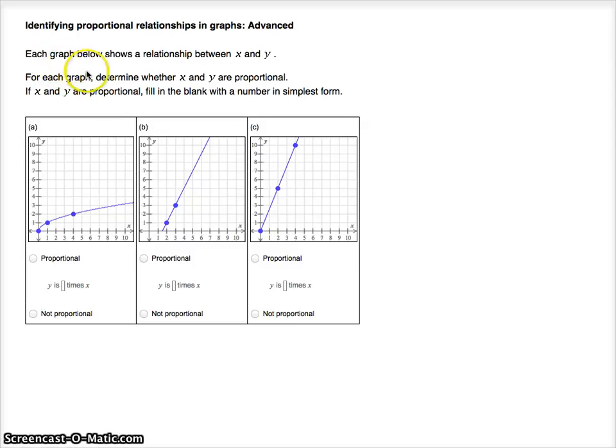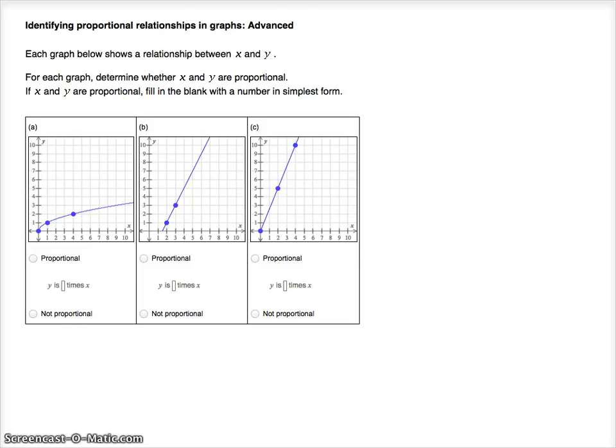So what we need to do is go through and see what it explains to see if there are any patterns here. It says each graph shows an XY relationship. For each graph, determine whether X and Y are proportional. If they are proportional, fill in the blank with a number in simplest form. So we're going to need to find our numbers, test their proportionality, and then go through and check off whether they're proportional or not.